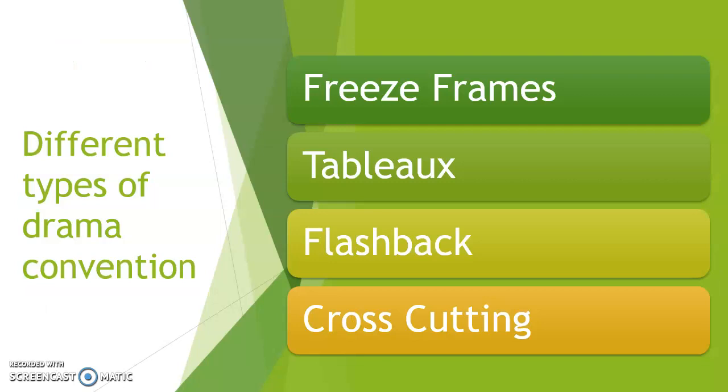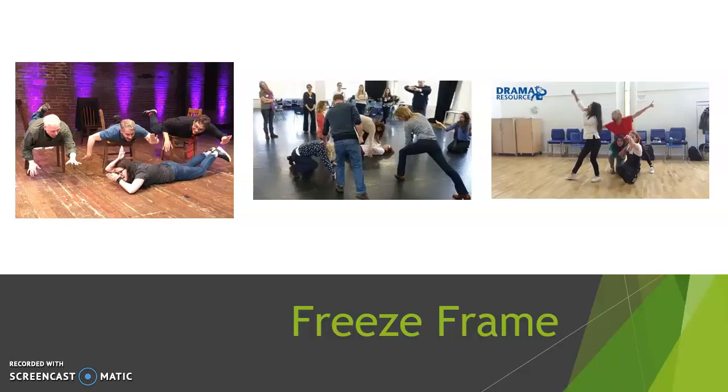Different types of drama convention are freeze frames, and a lot of you I think will have used freeze frames before, tableau, flashback and crosscutting. These are the four we're going to look at today, and I really need you to understand what these are, so next year when you come into drama, you know what they are and you're just using them in your work. I really want to see all these techniques and conventions that we're talking about today used in all the work that you are doing.